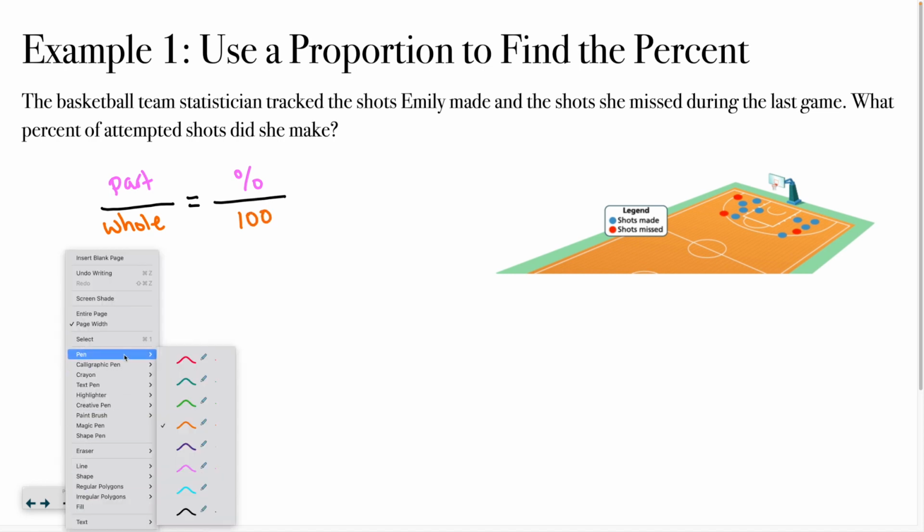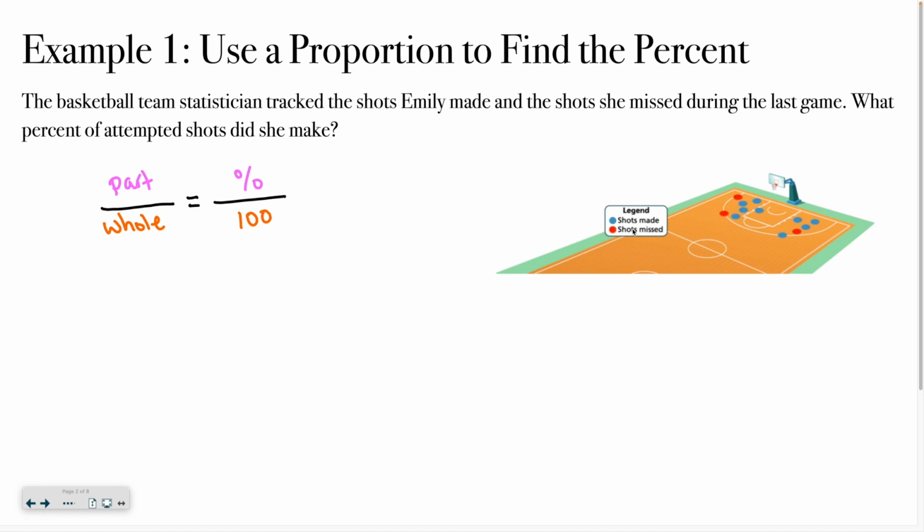All right, now back to this problem. We have, let's see, 1, 2, 3, 4, 5, 6, 7, 8, 9 shots that were made, and then 1, 2, 3 shots that were missed. So Emily took a total of 12 shots, right? So my whole number is she had a total of 12 shots, okay? And I want to know what percent of attempted shots did she make? Well, she made 9 of those.